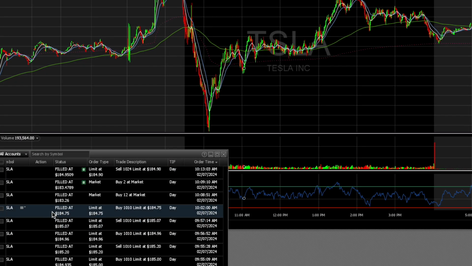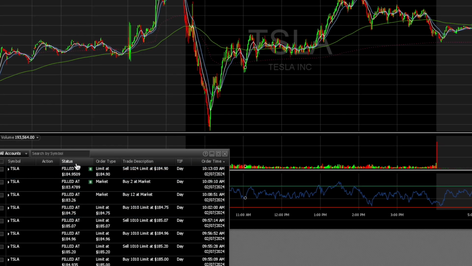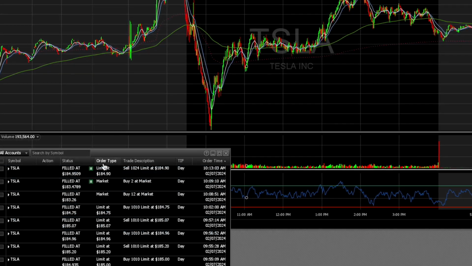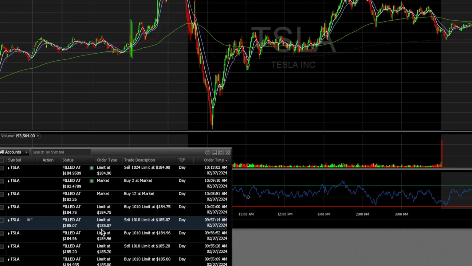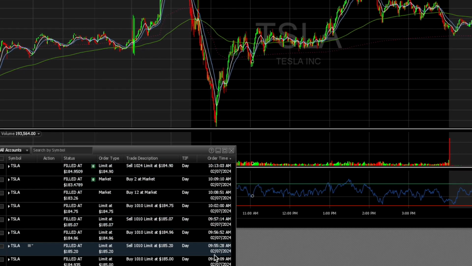All right, so these are Tesla trades right here. As you can see, you got Tesla right here. This shows the status where it was filled at. This is the order type, which is the limit orders is what I used. And then this is the times that I did it at. So let's look at the first one.